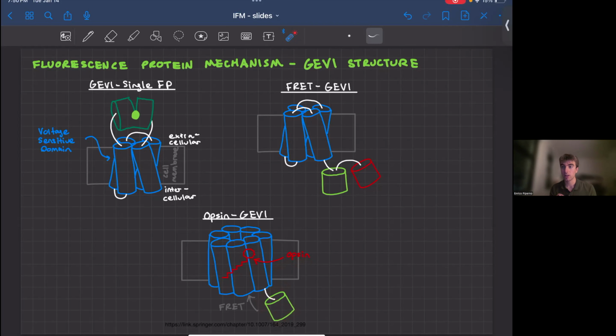On a side note, opsins can be used in channelrhodopsin, which is a light-gated ion channel, thus allowing us to manipulate the action potentials within a cell. This field is known as optogenetics.